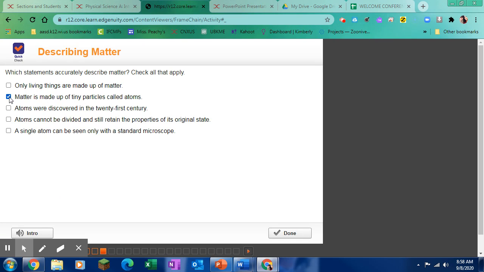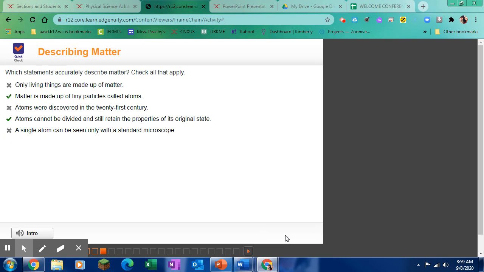So living things are made of matter, true, but non-living things are too. Matter is made up of tiny particles called atoms. Atoms were discovered in the 21st century. She just talked about a Greek philosopher, Democritus, so that's not true. Atoms cannot be divided and still retain the properties of its original state. That is true. A single atom can be seen only with a microscope. Well, we know that's not true because she said it was false.